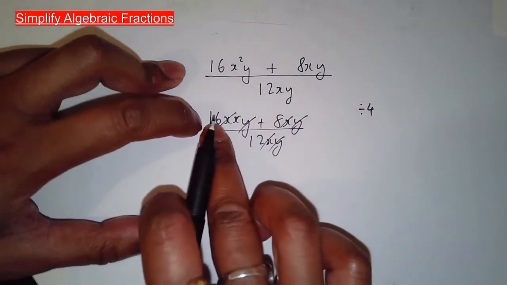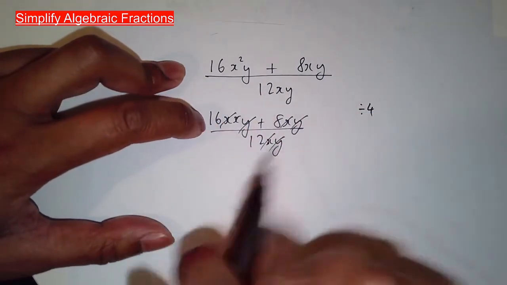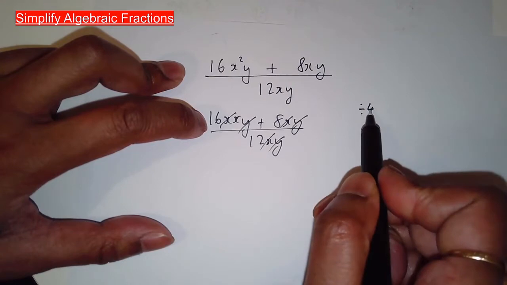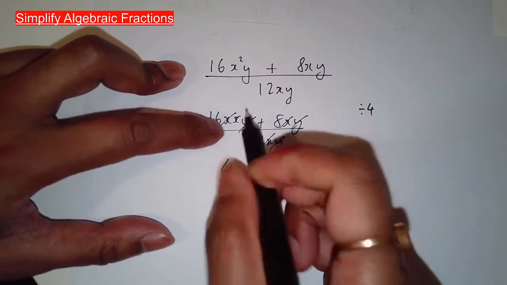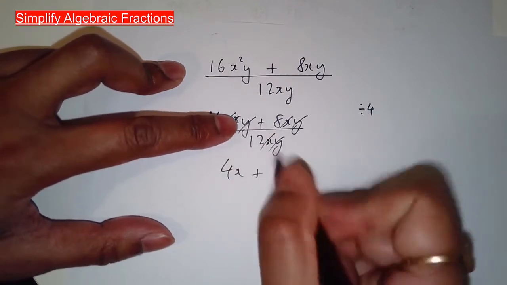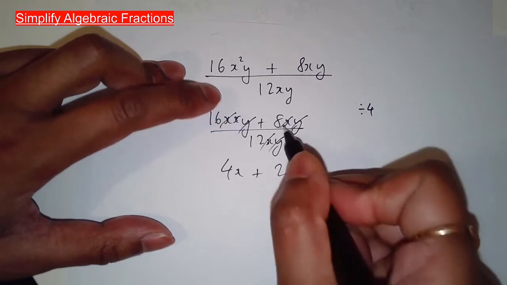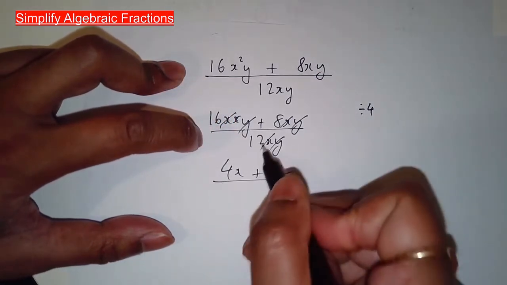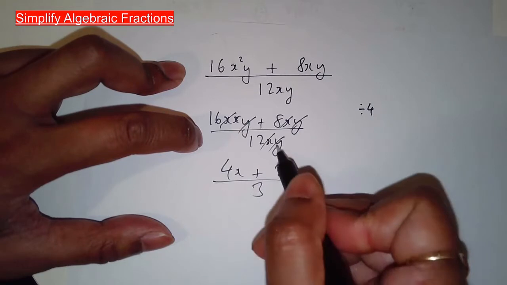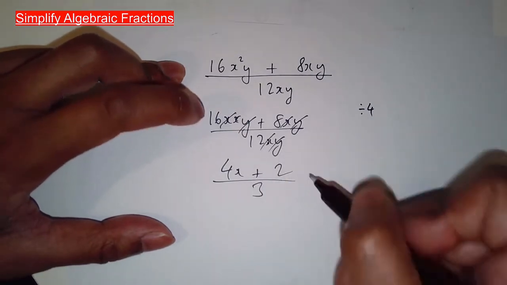Now let's just divide by 4. 16 divided by 4 is 4. You're just left with the X. 8 divided by 4 is 2. All the letters are cancelled. 12 divided by 4 is 3. All the letters were cancelled there. That's it.